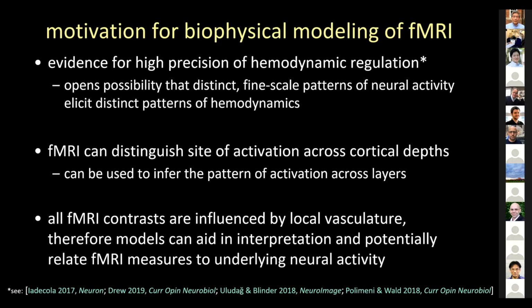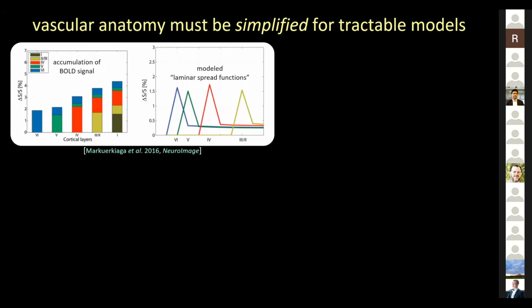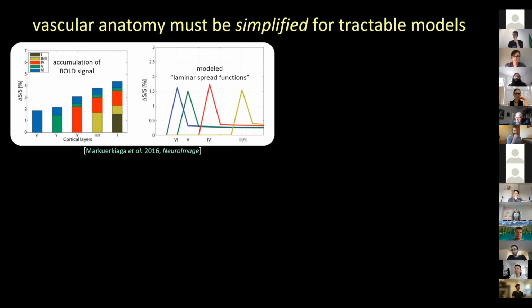However, all fMRI contrasts are of course influenced by local vasculature. Therefore, models can aid in the interpretation and potentially to relate the fMRI measures back to the underlying neural activity. Now, previous attempts to model the fMRI signal in the context of laminar fMRI did so by simplifying the vascular anatomy, and I think for good reason. This helps to provide tractable models that can be used in practice, but there are some limitations here.